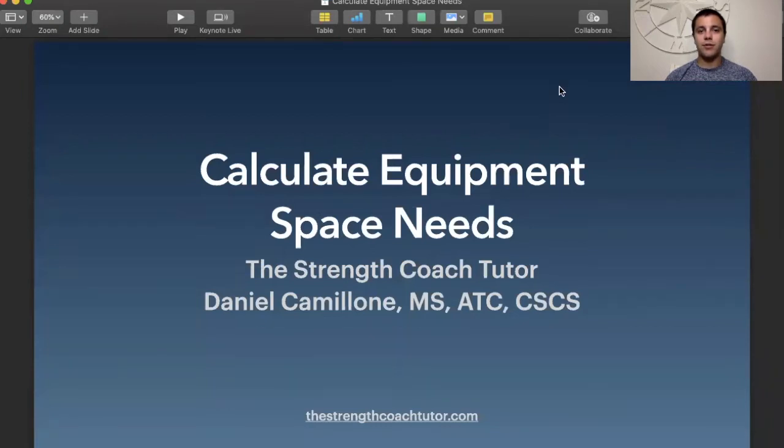Today we're going to go over calculating equipment space needs. And this is all from chapter 23 of the textbook in regards to facility design. We're going to use these equations to figure out how much space a piece of equipment needs when we're, again, designing a new facility or modifying an existing facility. So let's go ahead and get started.